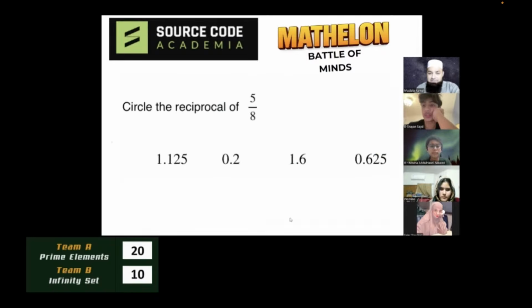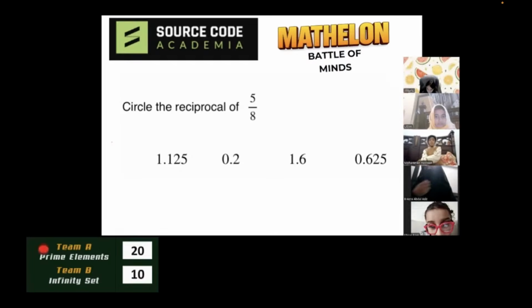Circle the reciprocal of 5 over 8. Team B, Azra Abdulaziz. Yes, Azra. 5, 4, 3, 2, 1. Azra? Now Team A, Momina. 1.6. No. 1.6. What was the problem? Yes, 1.6 is the correct answer. Azra, what happened? My internet is slow.